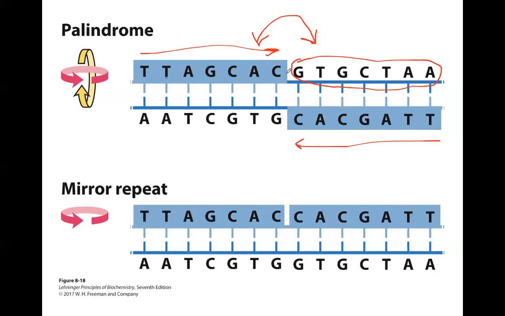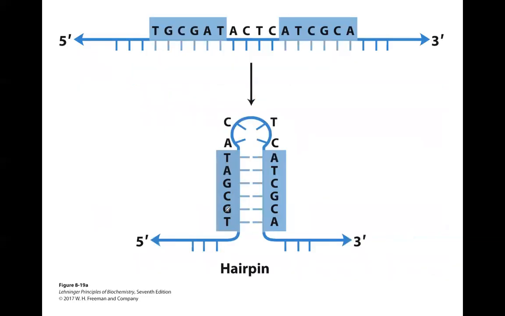Okay, so now there's also mirror repeat. These are not as important in terms of the tertiary structure, but you can see here, these are the palindromic sequences on the same strand. So how does this work? This is a hairpin. This is a hairpin. So you can see here, this is the 5' end, 3' end.